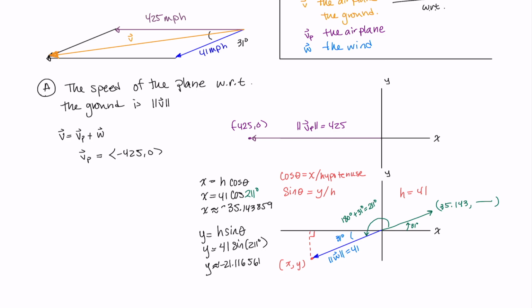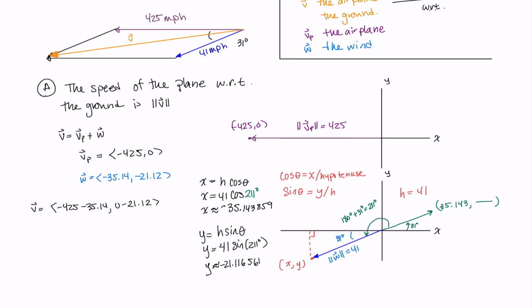So what this tells me is that my w vector is equal to about negative 35.14, comma, negative 21.12. And now while I round it here, when I do my computations, I'm not going to round as much, and you'll see that when I pull the calculator back up. So now that I have these values, I can say V is equal to negative 425 minus 35.14, comma, 0 minus 21.12. And so all I've done is add these component-wise, add the x's here, and add the y's here.